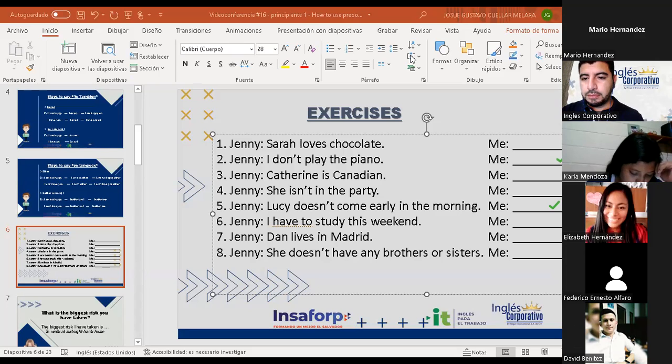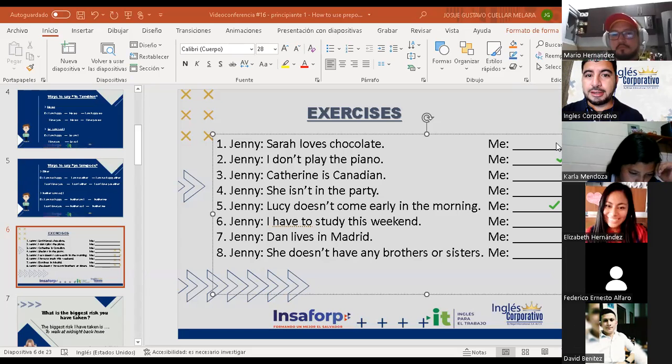Ok, number one, Sara loves chocolate. Chocolate. Ok, neither do I. ¿Es negativa o afirmativa? Afirmativa. Entonces no vamos a usar either o neither, vamos a usar el me too. Puede ser me too o puede ser so do I. Okay. Nice. Let's listen to Helen and then Mario.